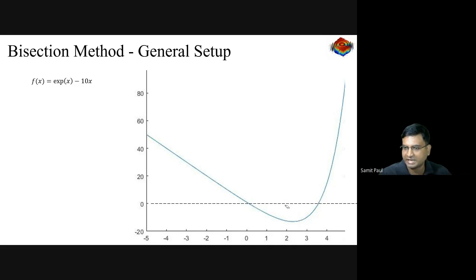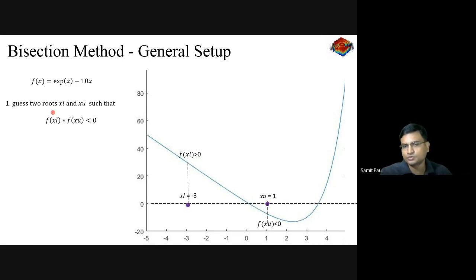So the first step is to guess the root, and those two guesses, let us call them XL, lower, and XU, upper. For example, to demonstrate this, I am taking XL equal to -3 and XU equal to 1. Next comes checking. You need to check whether the actual root falls within this bracket.